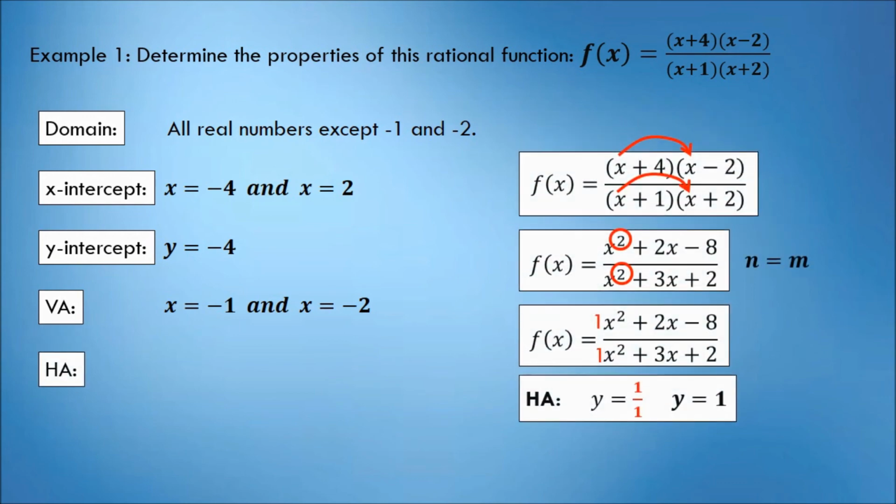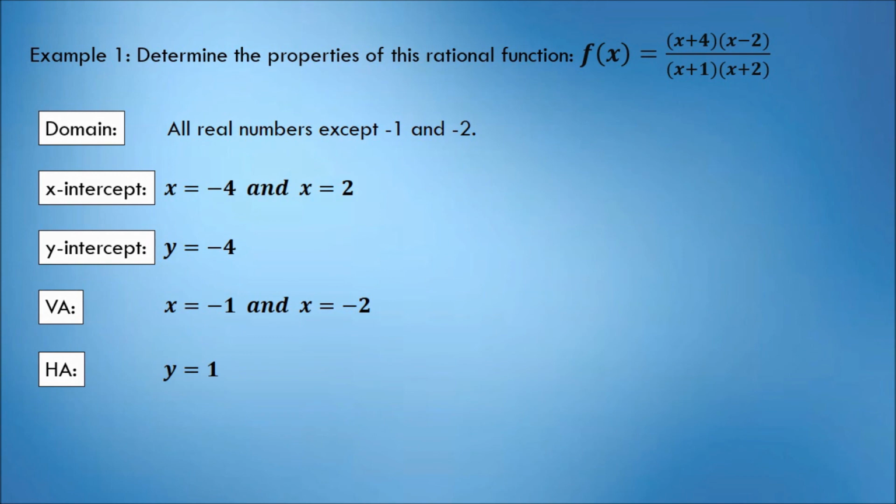The answer for horizontal asymptote depends on the degree of the numerator and the denominator. If we multiply the terms in the numerator, the degree is 2. If we multiply the terms in the denominator, the degree is also 2. In this case, the degree of the numerator and the degree of the denominator are equal. Follow rule number 2. Rule number 2 states that the horizontal asymptote will be the ratio of their leading coefficients. That is, 1 over 1. Therefore, the horizontal asymptote is y equals 1.